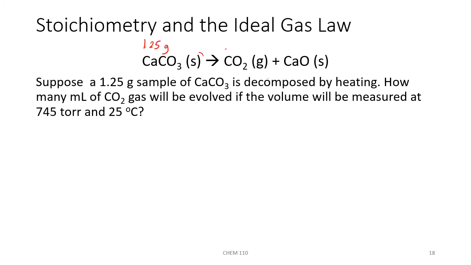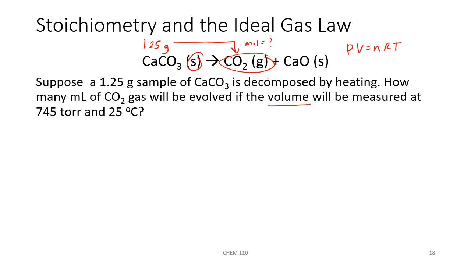Calcium carbonate is a solid, and we're trying to figure out how much of our gas, carbon dioxide in this case, can be produced from decomposing that 1.25 grams. If we use our balanced chemical equation, we can figure out the number of moles of carbon dioxide that is produced. If we can figure out the number of moles, we can then come back to using our ideal gas law after in order to determine the unknown volume, which is what we were asked for.